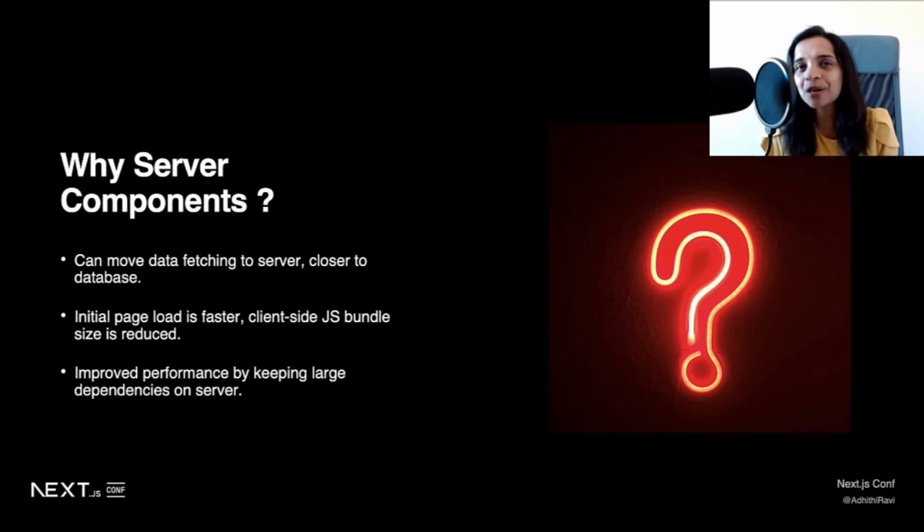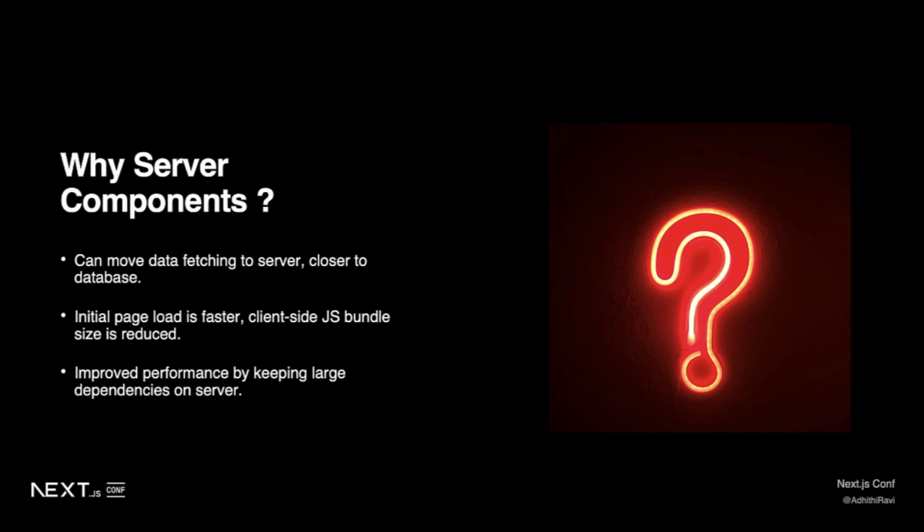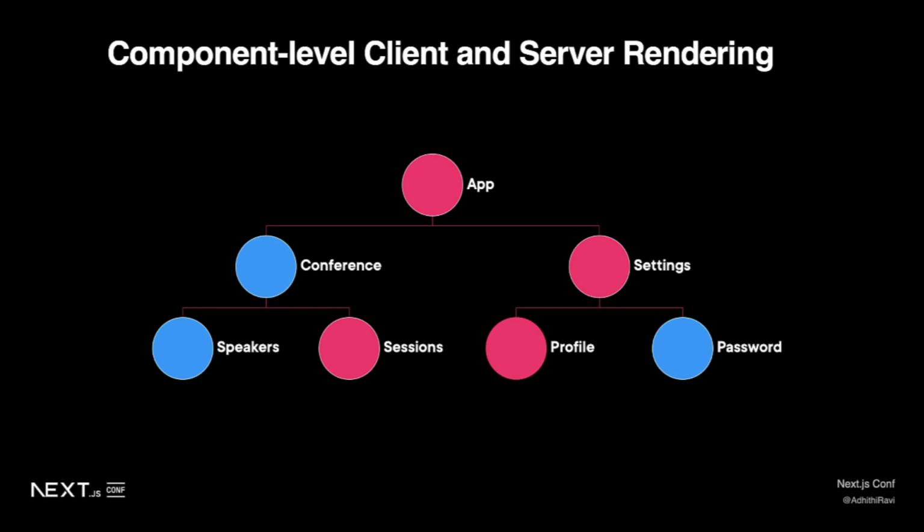This gives you improved performance by keeping large dependencies on the server. Now, how does a component tree look with the introduction of server components? Take a look at a sample application for a conference page. You could have component-level rendering with Next.js. You could choose each component on a page-by-page basis to be a server component or a client component. Here the pinks signify server components and the blues are the client components.